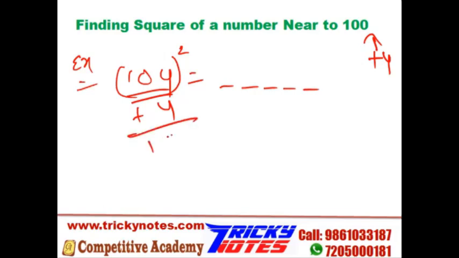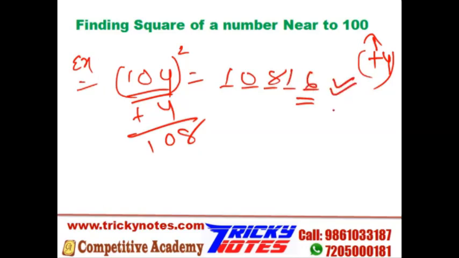So we got 108. And the square of 4 is 16. So the next 2 digits will be 16, as usual. So the answer is 10816. Let's take one more example to clarify.